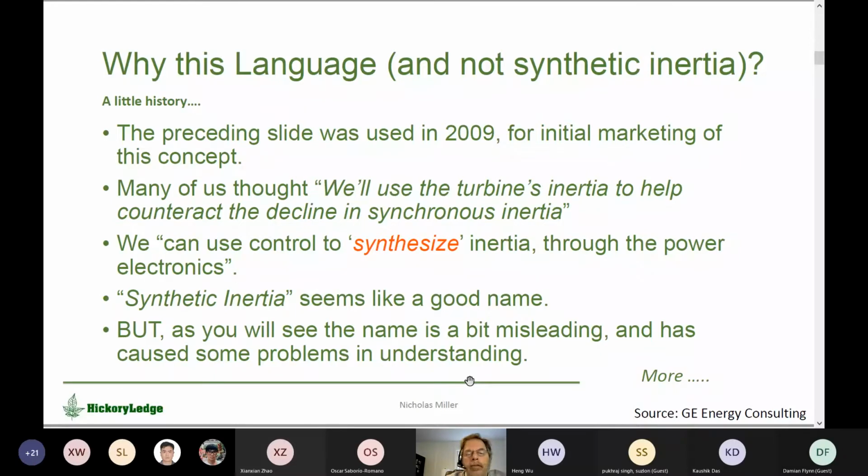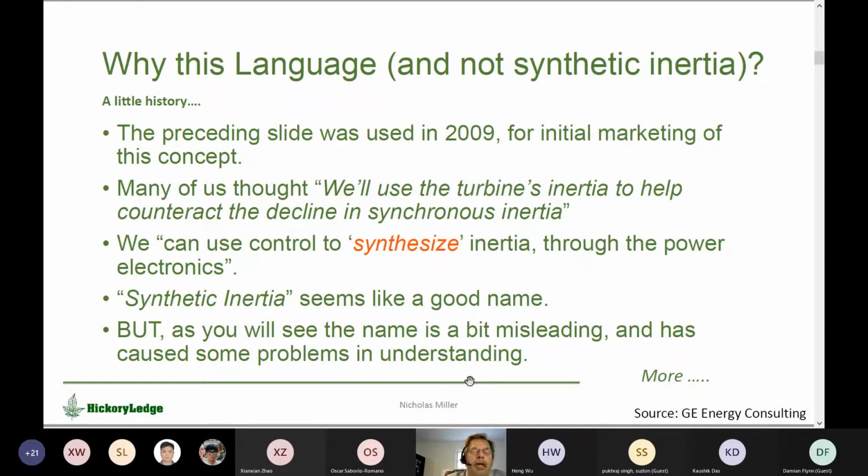So parts of this lecture have actually been around quite a while, and that previous slide is more than a decade old from when I was working at GE and we were rolling out the first commercial versions of synthetic inertia. And we used that language. I used the language virtual inertia. We thought that would be a great way to communicate with the industry.